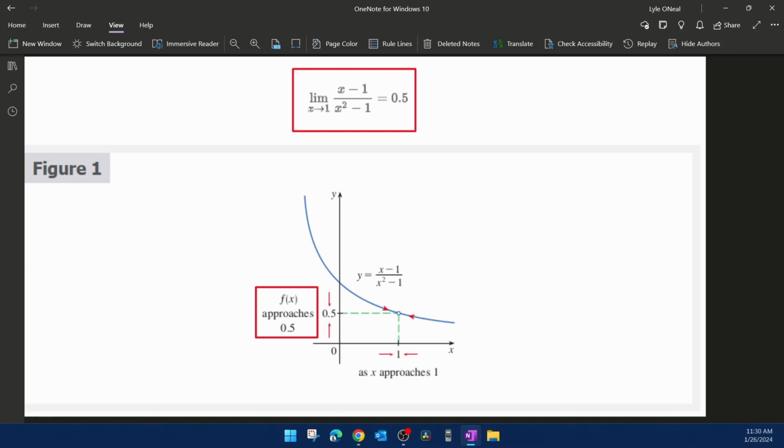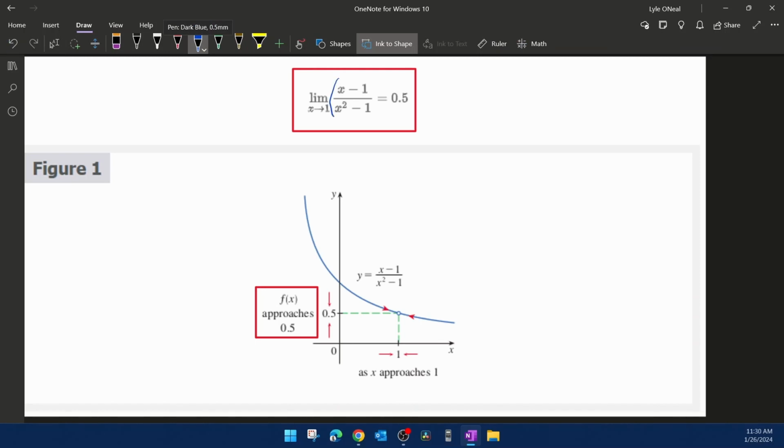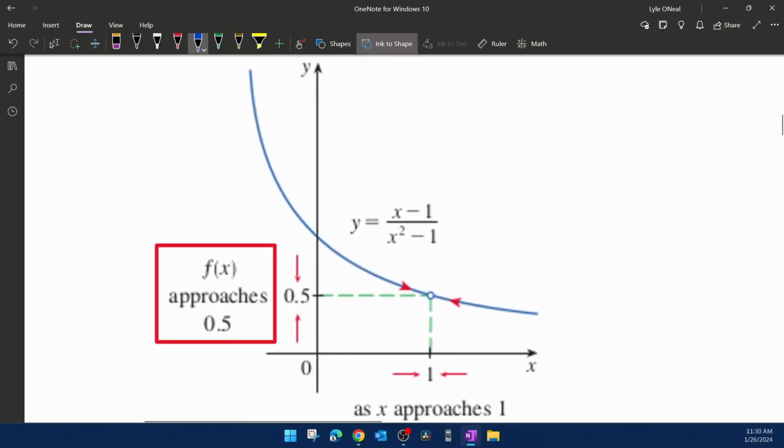So let's look at an example of what this is trying to say. Here we have the limit as x approaches 1 of x minus 1 over x squared minus 1 is a half. We can see this if we examine the graph.